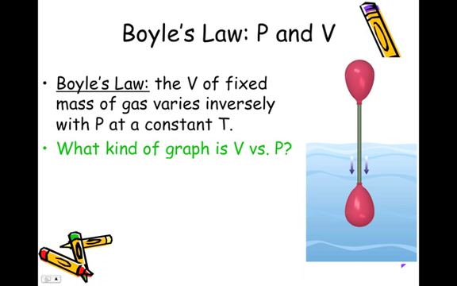And if I were to ask you what kind of graph is volume versus pressure, well, since they are inversely proportional, that means our graph is going to have a negative slope. Come on. There we go. And here is the formula for Boyle's law. The first pressure times this first volume is equal to the second pressure times the second volume.